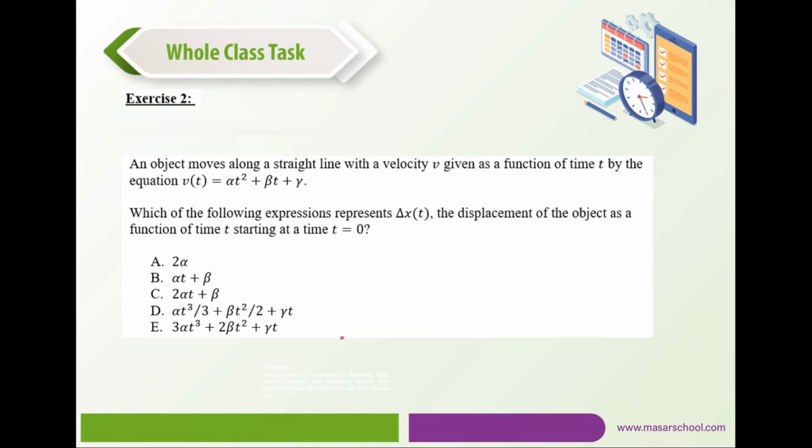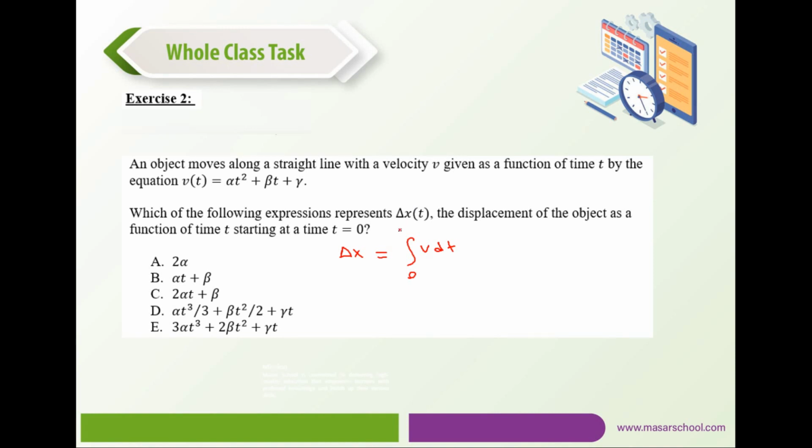Now exercise 2. An object moves along a straight line with a velocity v given as a function of time t by the equation v of t is alpha t squared plus beta t plus gamma. Which of the following expressions represents delta x, the displacement of the object, as a function of time starting at a time t equal to 0? So we need to determine the variation delta x given the velocity, and this can be introduced as a bounded integral. Then delta x would be the integral from 0 to something of v dt, and the thing is that they didn't define the upper bound for us, because the upper bound is not defined to be which instant.